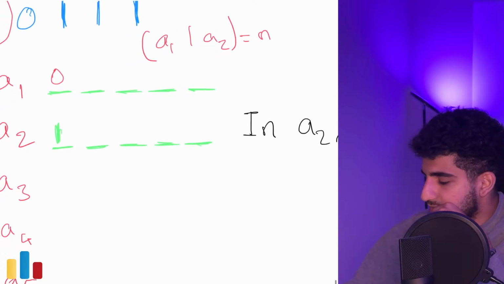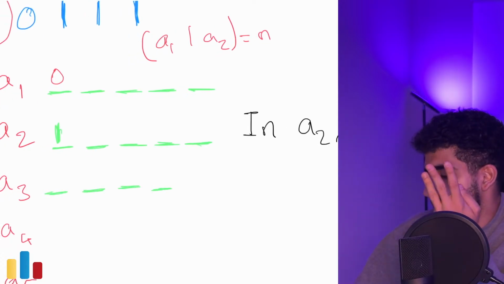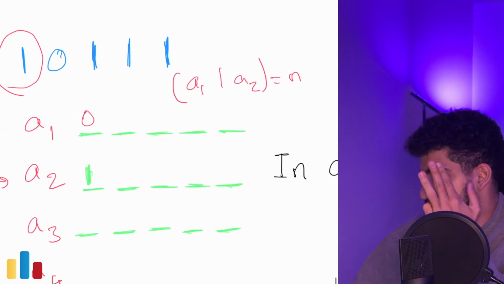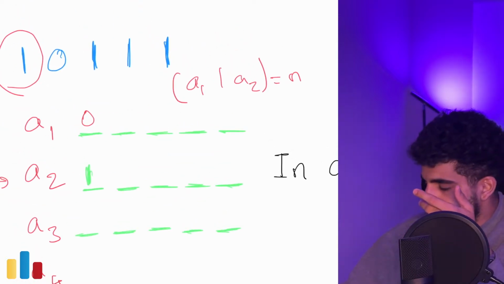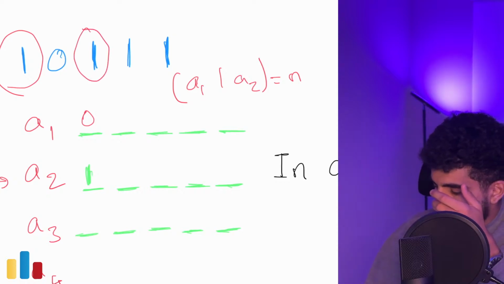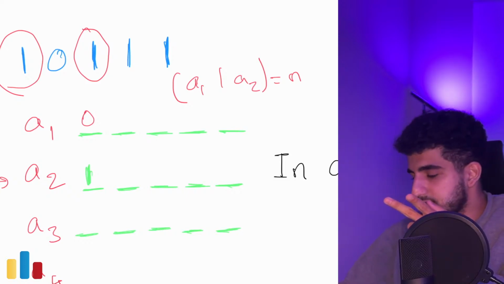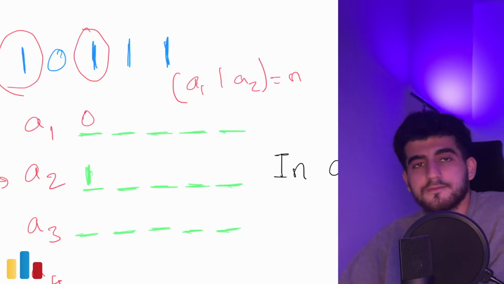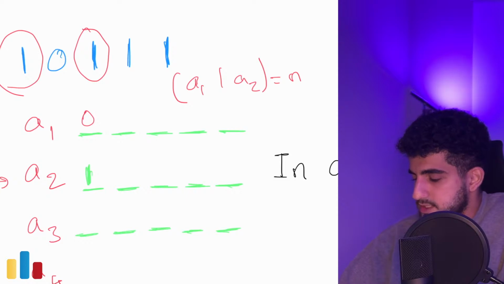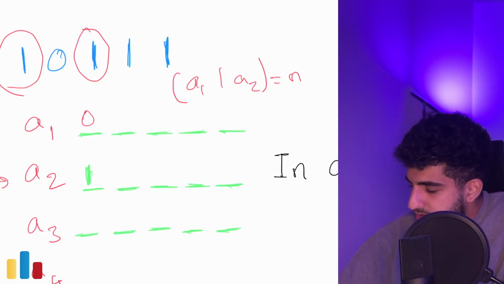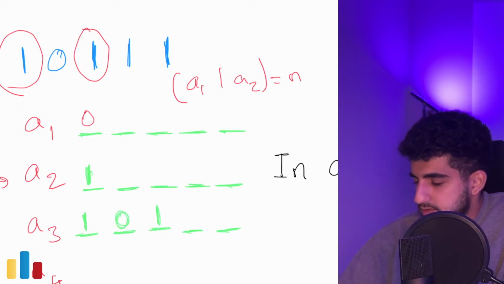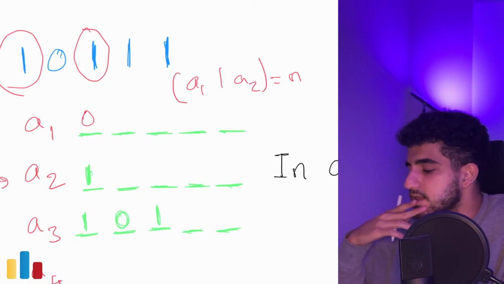Now consider A3. In A3, I want to say that the first 2 most significant bits of n should be on. So the 2 most significant bits of n are these 2. N is equal to this. The first 2 most significant bits of n are this one and this one. I'm saying that in A3 both of them should be 1. And this one should be 0 definitely, otherwise it's going to be greater than n.